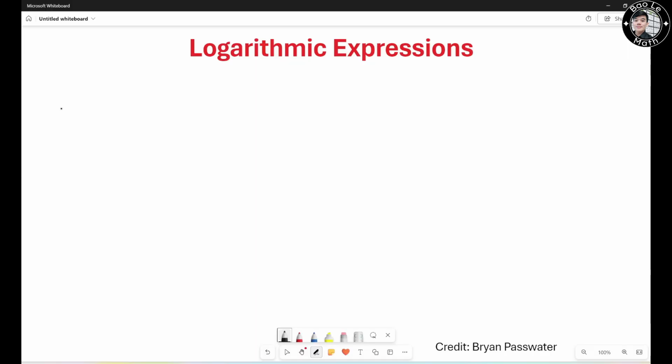Alright, so we learned in the previous lesson that the exponential form is b raised to the a equal to c, and the logarithmic form is log base b of c equal to a. Now we can convert from the exponential form to the logarithmic form, and we can convert from the logarithmic form to the exponential form.